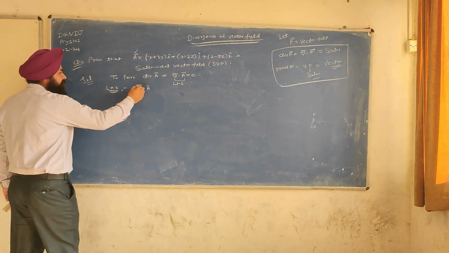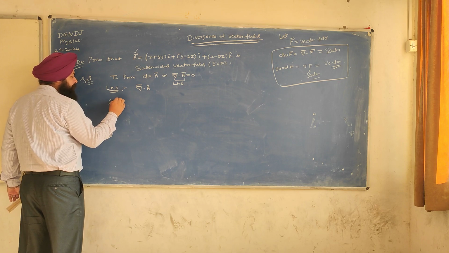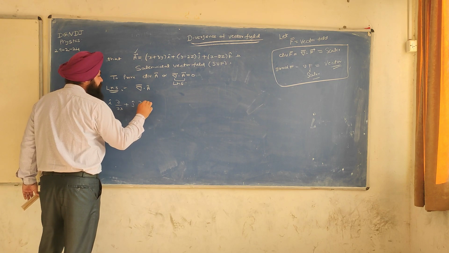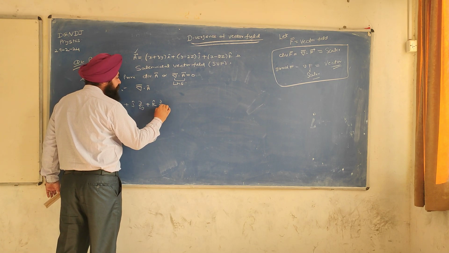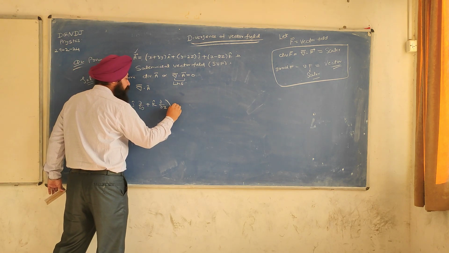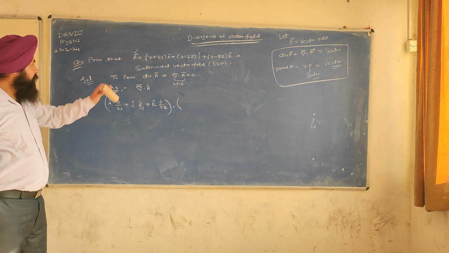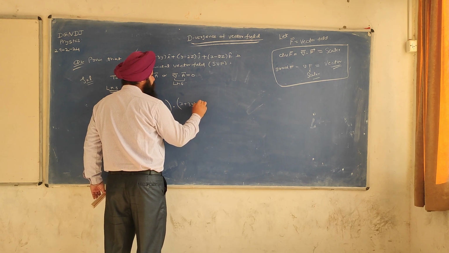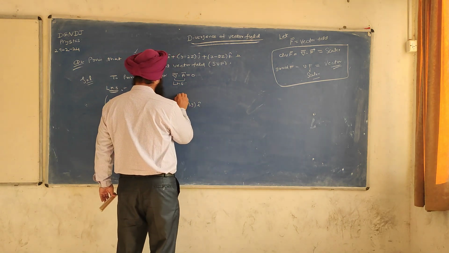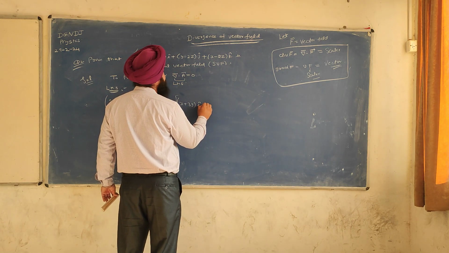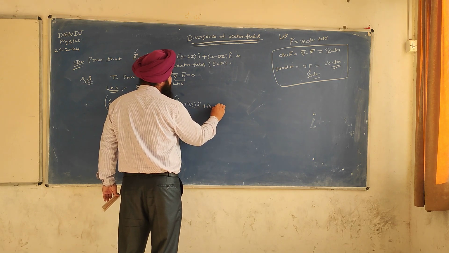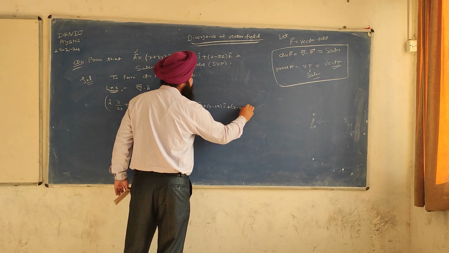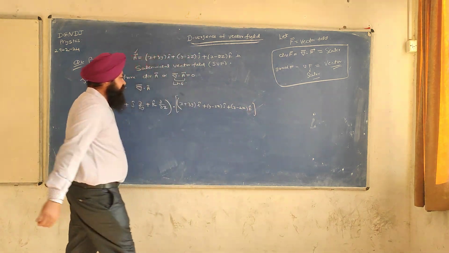Okay, what is the meaning of del? Del means i cap curly d by curly d x plus j cap curly d by curly d y plus k cap curly d by curly d z, dotted with x plus 3y into i cap plus y minus 2z into j cap plus x minus 2z into k cap. So this is my A vector.